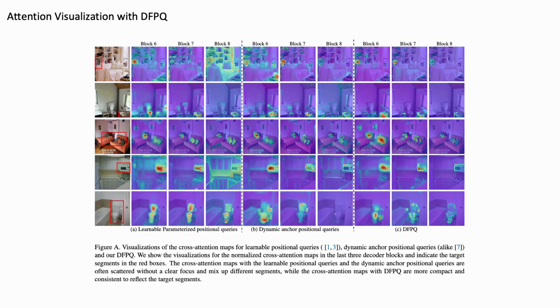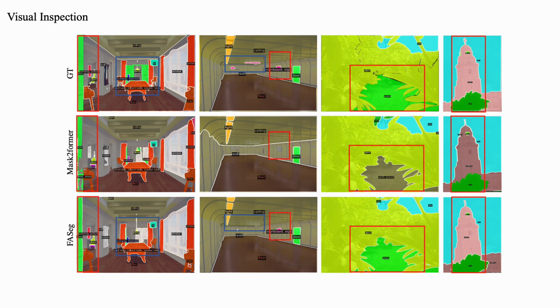Finally, we show more visualizations. We can see the cross-attention maps are more accurate with our DFPQ than using the other positional queries with the same experimental settings. And we also show that our FA-Seg can make accurate predictions that are closer to the ground truth and better than Mask2Former, even if the scene is very challenging and difficult to predict.